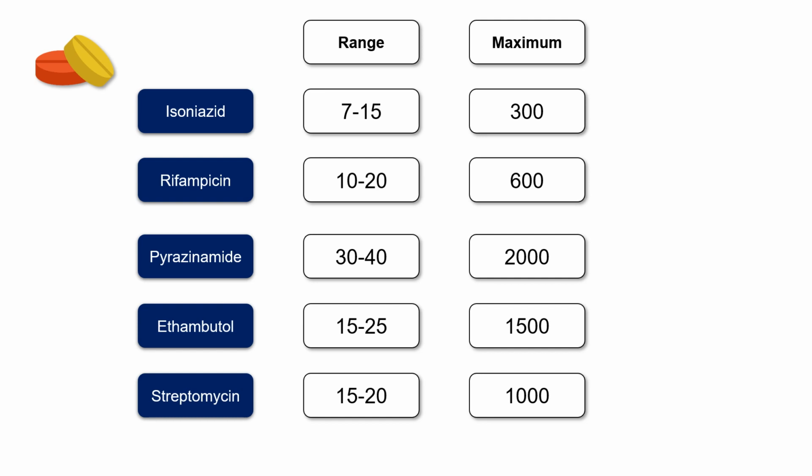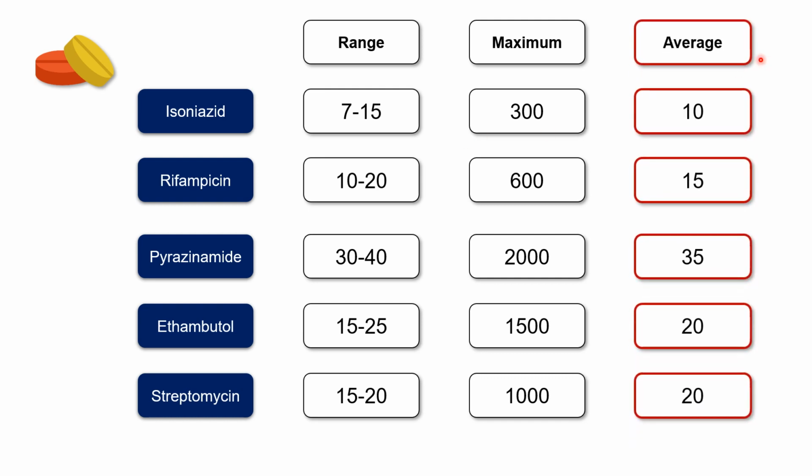Now coming to the first line drugs, these are the 5 first line drugs H, R, Z, E and S. The dosage range for isoniazid is 7 to 15 milligram per kg per day. Rifampicin is 10 to 20 milligram per kg per day, 30 to 40 milligram per kg per day for pyrazinamide, 15 to 25 for ethambutol and 15 to 20 for streptomycin. And this is the maximum range. But for easier remembering, what we need to remember is the average: 10, 15, 35, 20, 20. We all know HRZES, so we just need to remember the numbers.